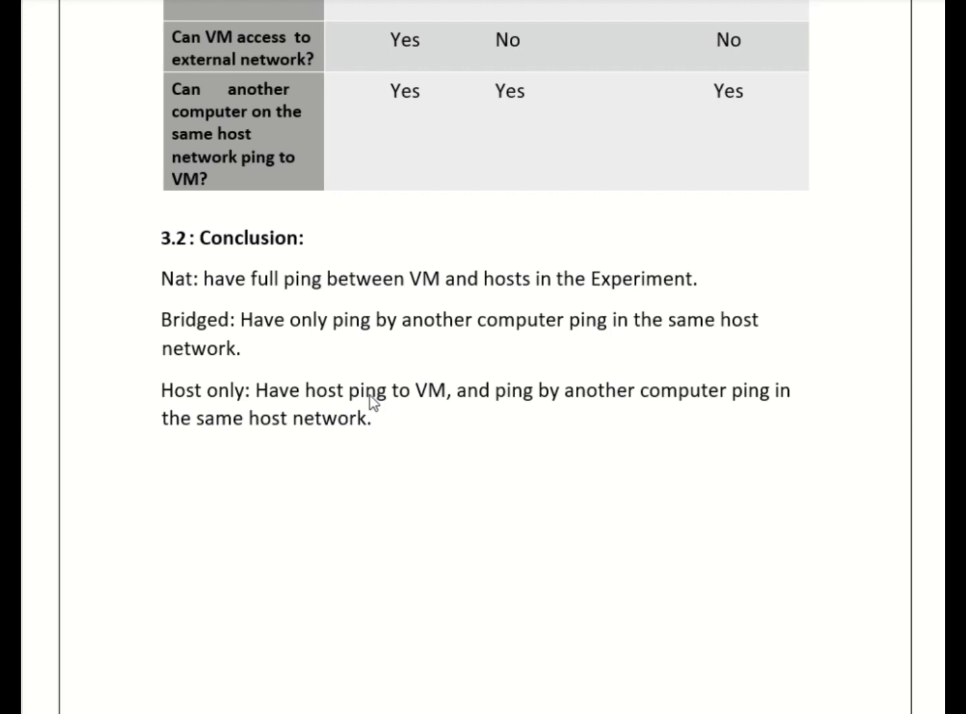3.2 Conclusion. Only NAT has a full ping between a virtual machine and a host in the experiment. Bridge only allows being pinged by another computer in the same host network. Host only allows the host to ping the virtual machine and allows ping by another computer in the same host network.